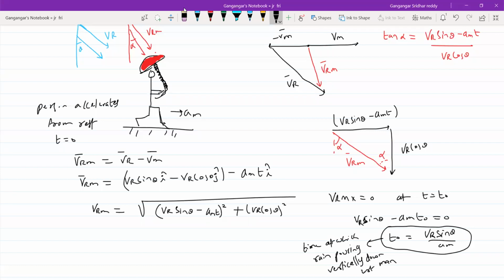Sir, what's the denominator, sir? What do you mean by denominator? Am, acceleration of man. Okay. Not visible clearly. I'll make the correction. So this is Am.